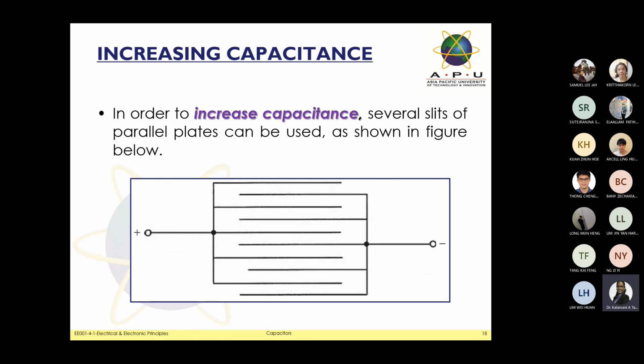Okay, several parallel plates can be used as shown in the figure below. Okay, just have a look at the figures here. On this part, you may have a look. They highlighted this as positive, and this as negative. Okay, which is connected to this one, negative, this point connected to this point, connected to this point.